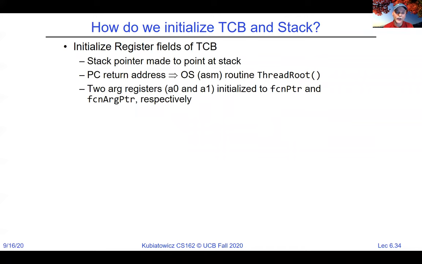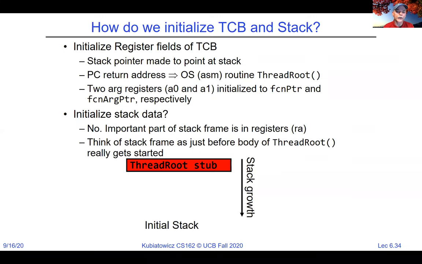Well, we initialize the register fields of the thread control block. The stack pointer is made to point at the stack. We set things up with what we'll call a thread root stub. We don't even have to initialize the stack, but we're going to set it up to look like it's been running. We put that on the ready queue so that if we switch to it, it returns from switch by loading the return address and a couple of registers. As a result, it's going to start executing just as if it had been running for a long time and executed switch.